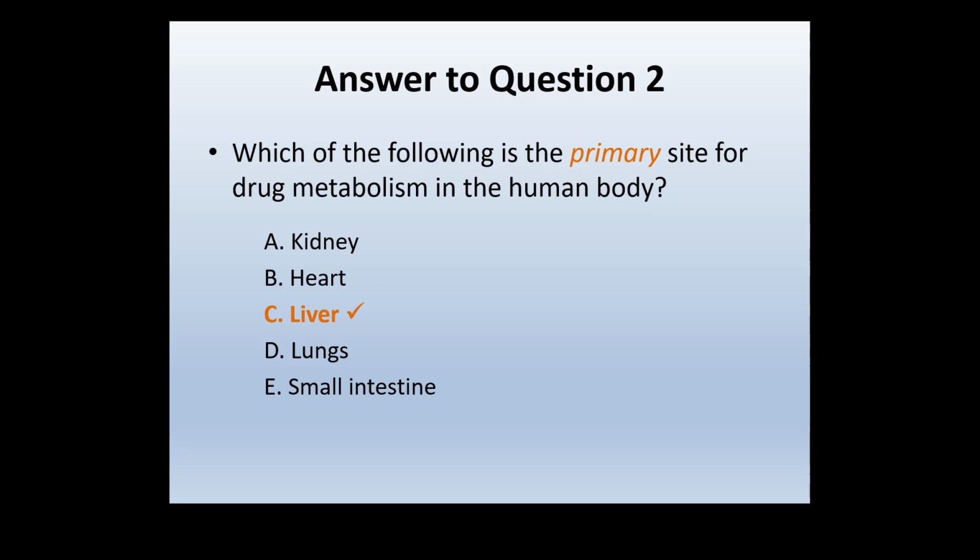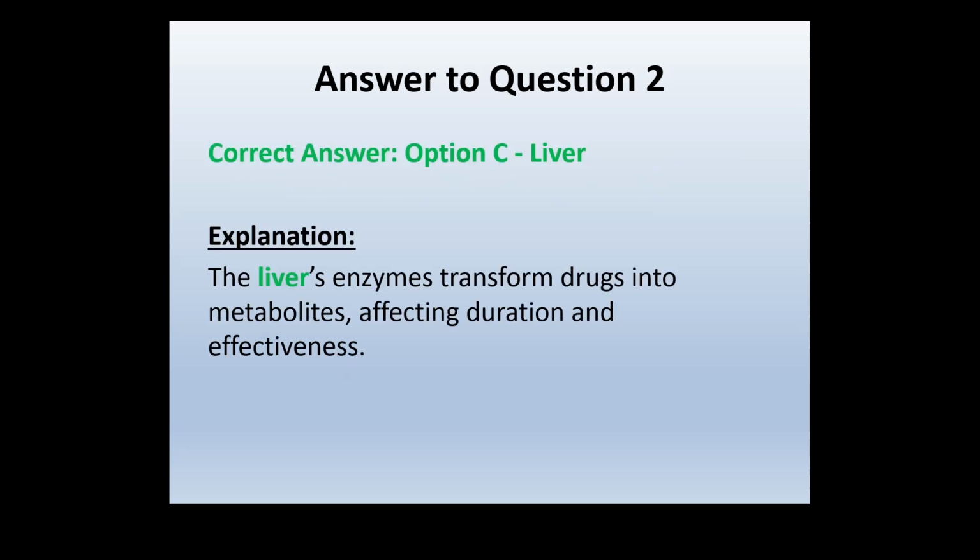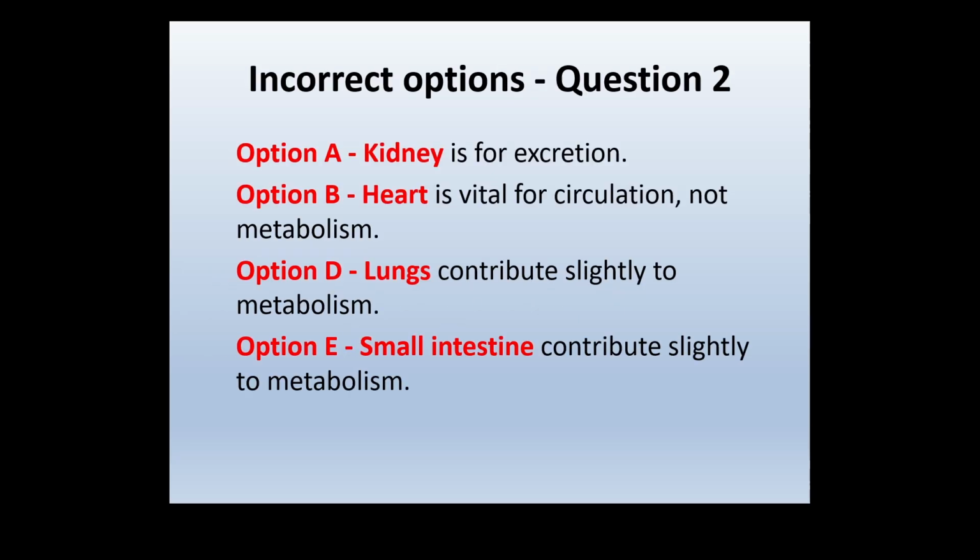The explanation is as follows. The liver is responsible for the majority of drug metabolism due to its rich supply of enzymes. These enzymes catalyze chemical reactions that transform drugs into active or inactive metabolites, which is essential in determining the drug's duration and effectiveness. Let's look at the incorrect options in this question.